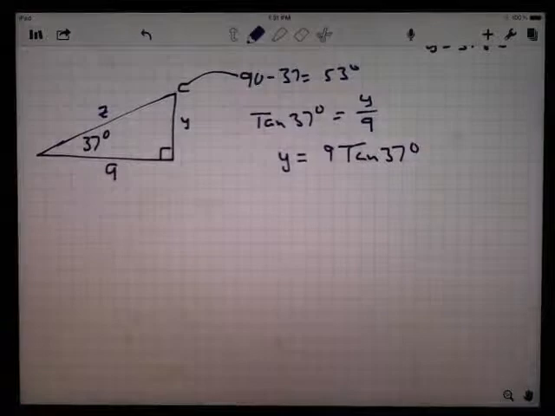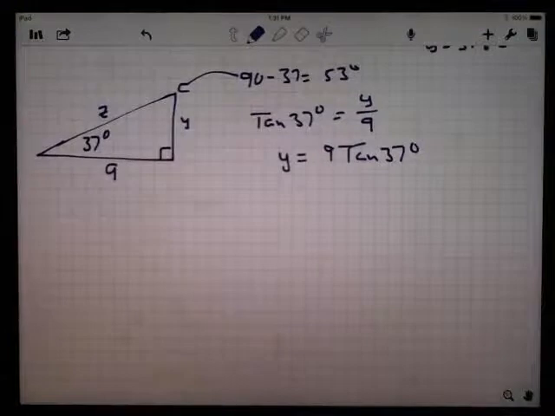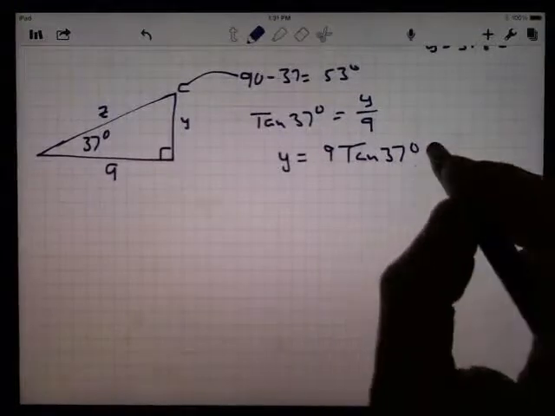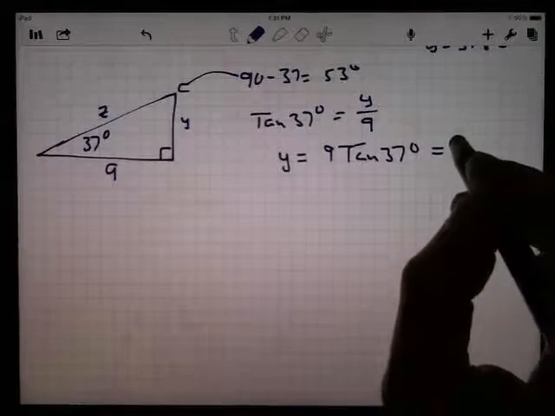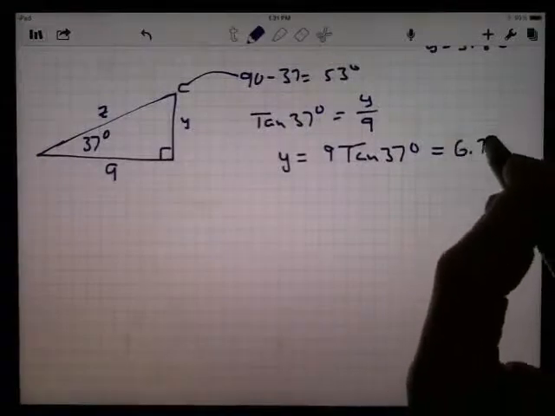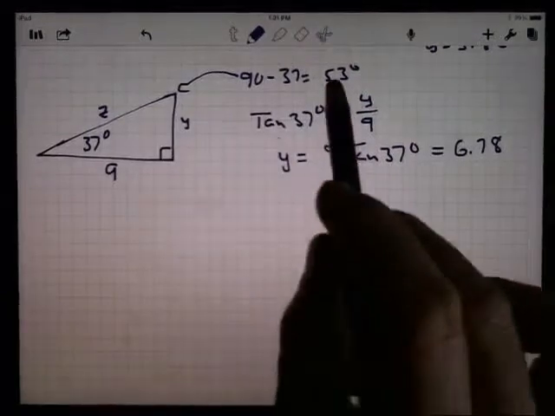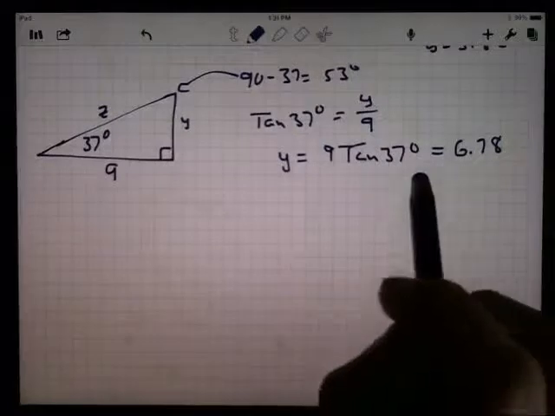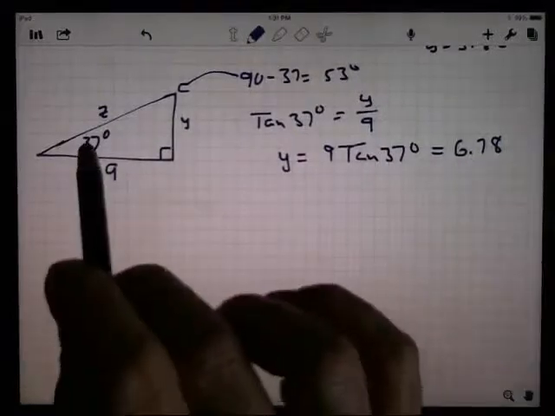I'm not going to slide it over to show you, but I'm typing in 9 times the tangent of 37. My calculator is still in radian mode. And if I can get this typed in right, there we go. It tells me that y is equal to 6.78 and some change. Just quickly checking, that was a 53 degree angle across from the 9. This is the 37 degree angle across from this. So this is the shorter side across from the smaller angle.